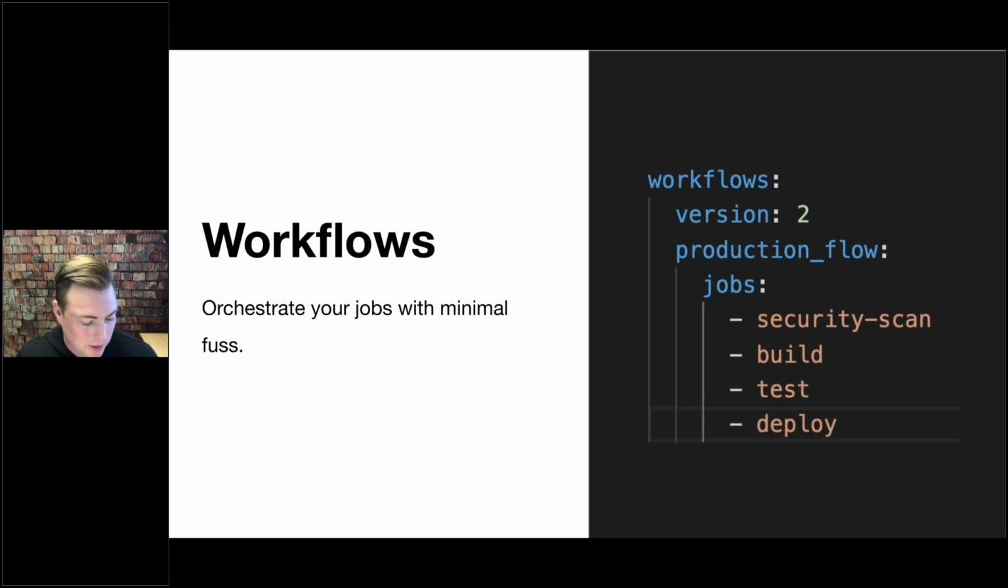Next concept I want to talk about is workflows. Workflows basically orchestrate jobs. If you've got a couple of different jobs defined and you want to put them into a workflow, which is an order for your jobs to execute in, then you define a workflow. In this case, I've called this workflow production flow, and I've got a couple of jobs that I'm adding to it. Those jobs would be a job I've written for a security scan, a job I've written to build my code, a job I've written to test my code, and a job I've written to deploy my code.